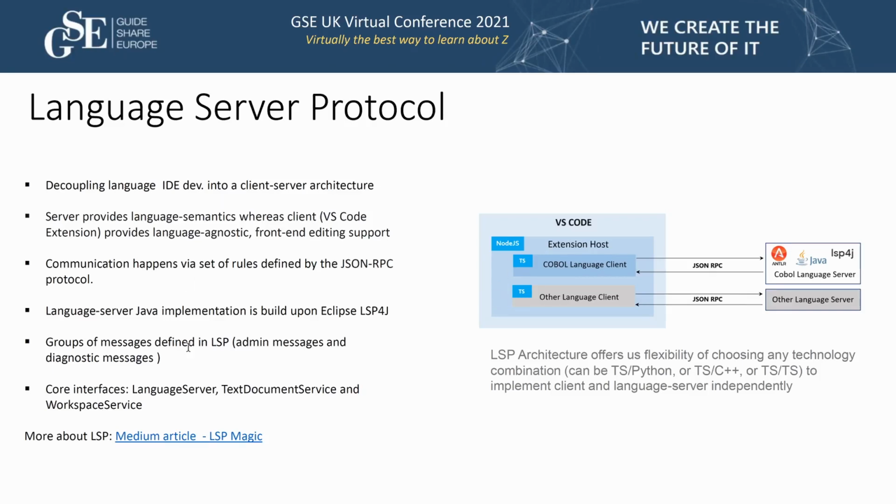And regarding the language server implementation, there is already an implemented API for Java, which is LSP4J. This is also for the DAP, which I will discuss later. So how can we implement our language server? The basic thing is you need to implement these interfaces: the language server, text document service, and workspace service.